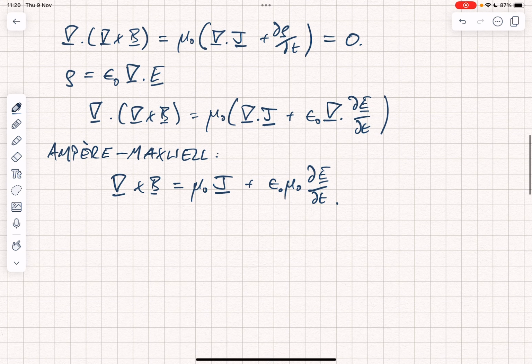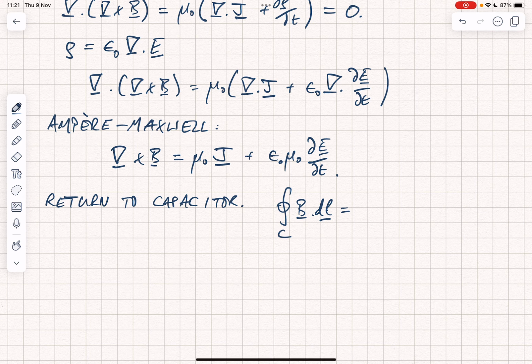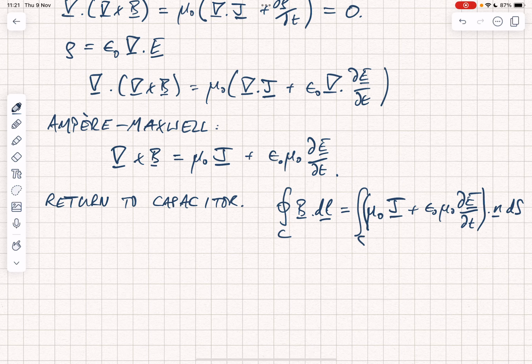Let's go back to our example of the capacitor and see whether this helps. So we're going to return to the capacitor. Remember, we had that the closed loop integral around C of B dot dl was equal to a surface integral. And now we're going to have to change this. This is going to be equal to the surface integral of mu naught J plus epsilon naught mu naught dE by dt, and that's going to be dotted with n dS, over the surface.